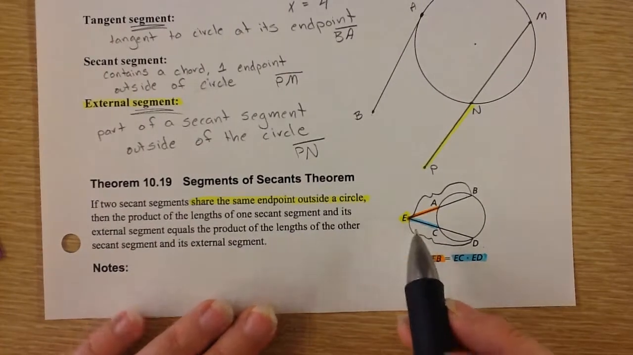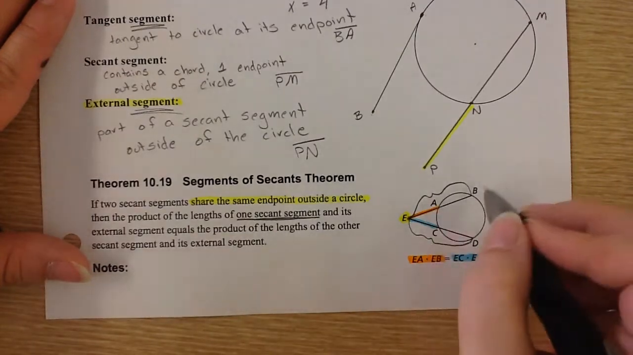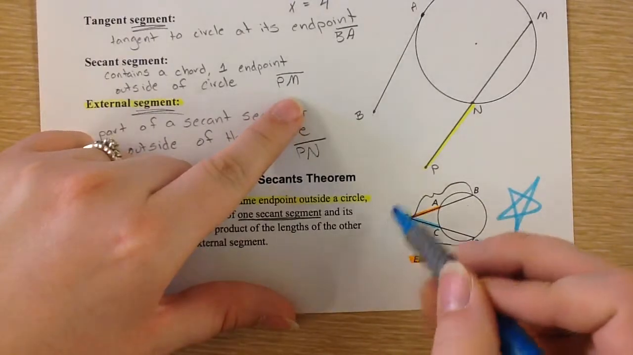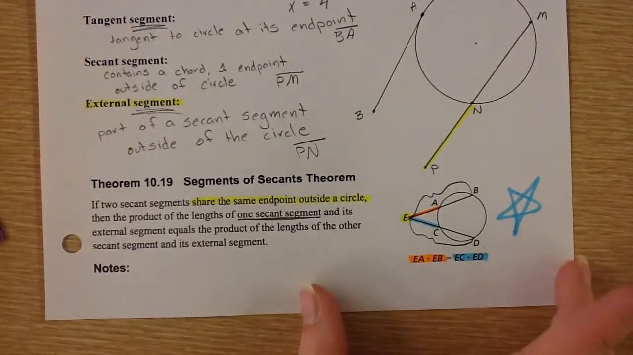So be careful. Remember, it's the length of the entire secant segment. So it's the whole thing. That's a little word of caution right there. Whole thing times the outside part. Very common mistake to forget that whole thing aspect.